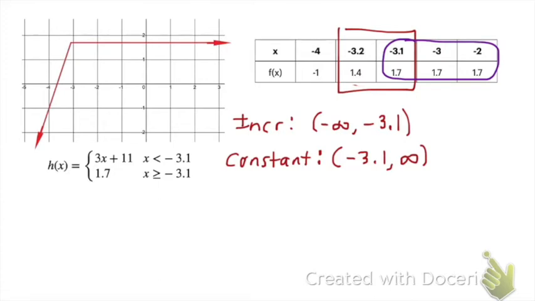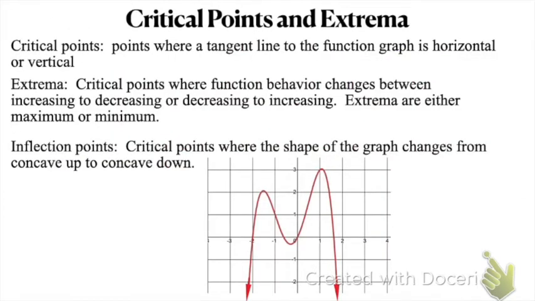All right, that's enough for increasing, decreasing, and constant. Now we're going to look at extrema. So critical points and extrema. Critical points are a very key concept, especially if you go into calculus. Critical points are points where a tangent line to the function graph is horizontal or vertical. So you're looking for tangent lines, horizontal lines right here, and then it's harder to see them for the verticals. The horizontals are easier to see. We are going to mainly work with horizontals right now, but critical points also happen when you have verticals.